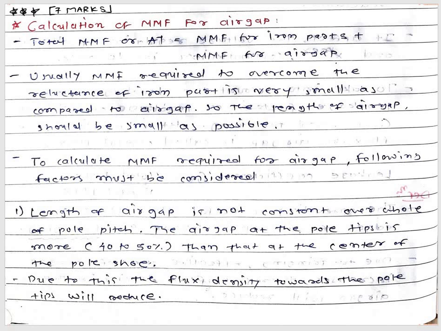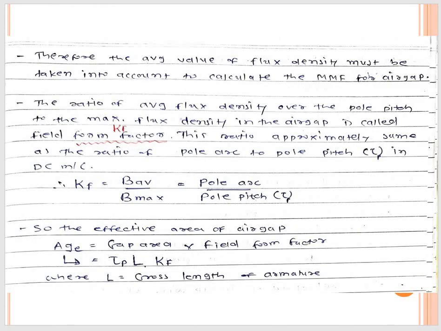Than the center of the pole shoe, because we know the equation of the flux density is B equal to phi by A. As the A increases, the B will decrease. Therefore, the average value of the flux density must be taken into account to calculate the MMF for the air gap. So, at pole center and at pole tips, the magnetic flux density is different. That's why we have to calculate our problem with the average flux density.